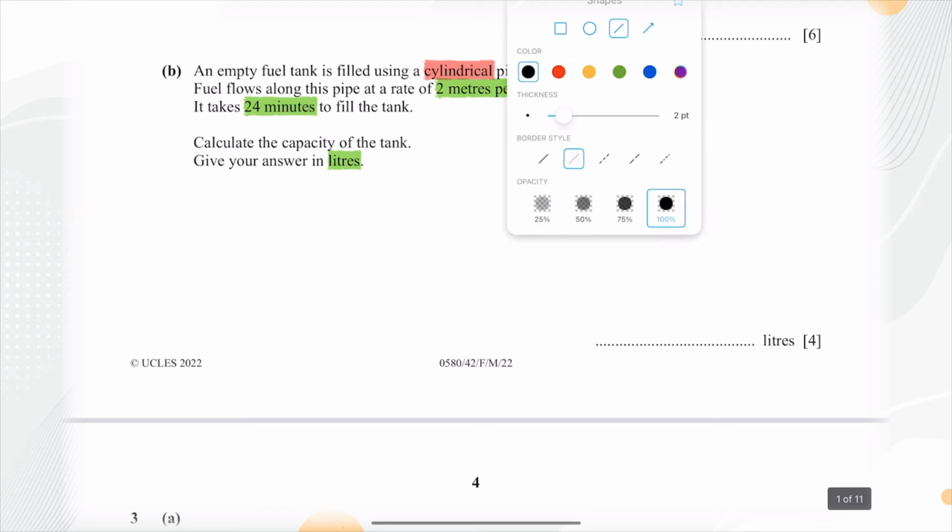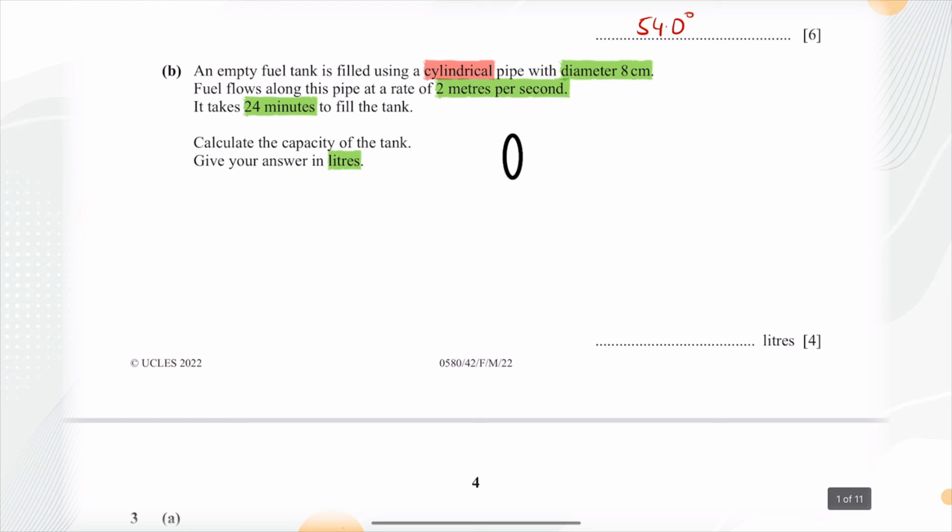So let's first try and visualize what exactly is going on over here. So we have a cylindrical pipe that we know for sure, okay? And we know that in that cylindrical pipe, in 1 second, the water flows 2 meters, okay? So let's say we just freeze the water in the pipe for a second. What would be the length of the water in the pipe? That would be 2 meters, which is equal to 200 centimeter.